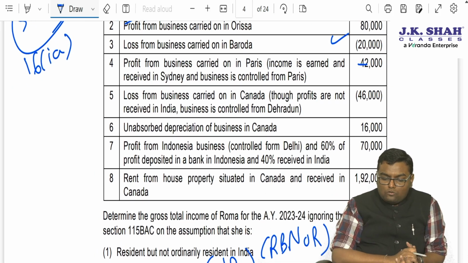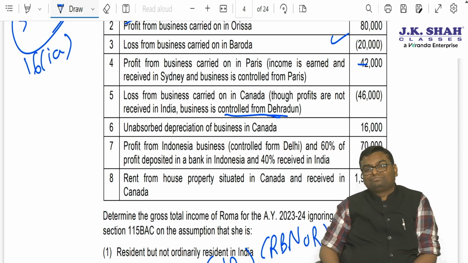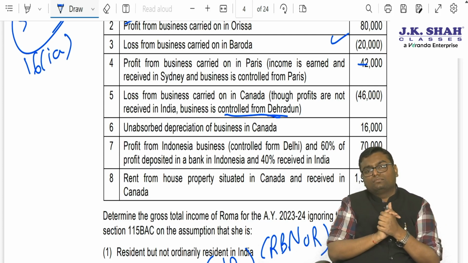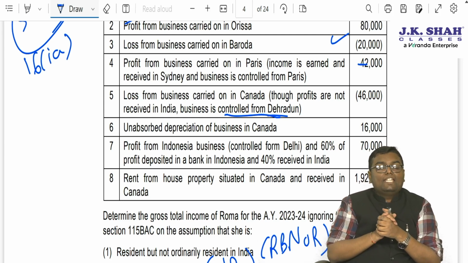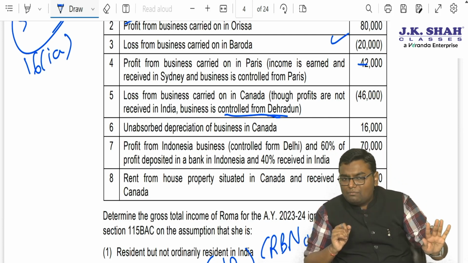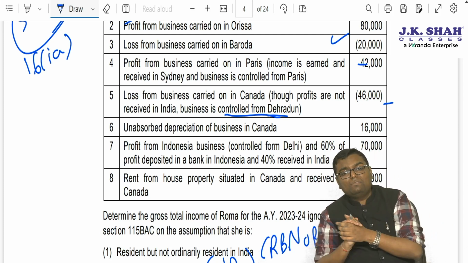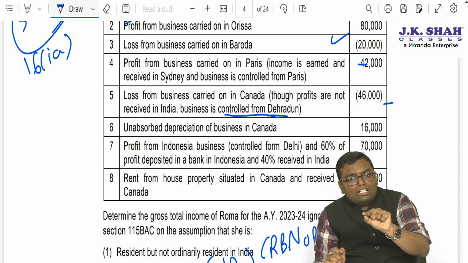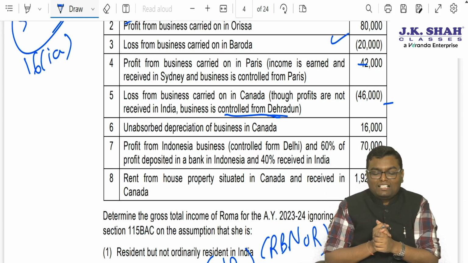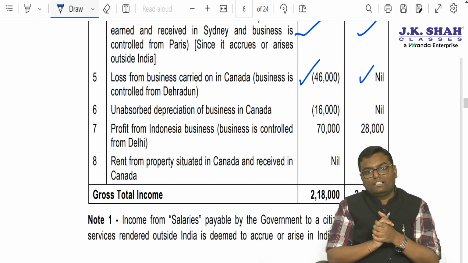Loss from the business carried out in Canada, though the profit is not received in India, business is controlled from Dehradun. Now you understand, the business accrued outside India, received outside India, controlled from India. If any business is controlled from India, it is taxable to RBNOR, but it is not taxable to non-resident. So this point is not applicable to non-resident, but this point is applicable to RBNOR. Now if any income is taxable to RBNOR, even the loss can be deducted by RBNOR. So the loss of 46,000 can be deducted by RBNOR, but it cannot be deducted by non-resident.